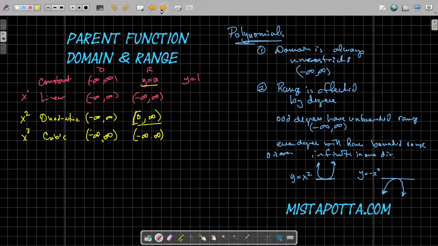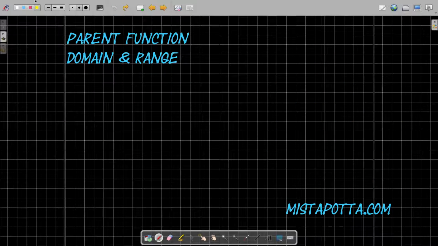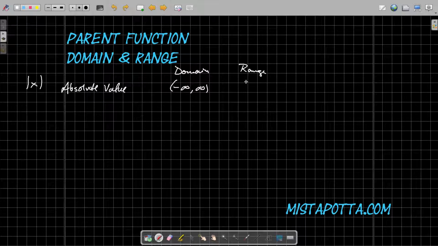We do have other parent functions to look at, though. So let's talk about some of those. We have the absolute value. And for absolute value, my domain is from negative infinity to infinity, because there's no restriction on what I can put between these parallel lines. The only restriction that I have is that the value must be greater than or equal to 0. And that's because my graph, remember, is that V shape. There is a lowest point on that graph, and that lowest point is going to be on the x-axis.